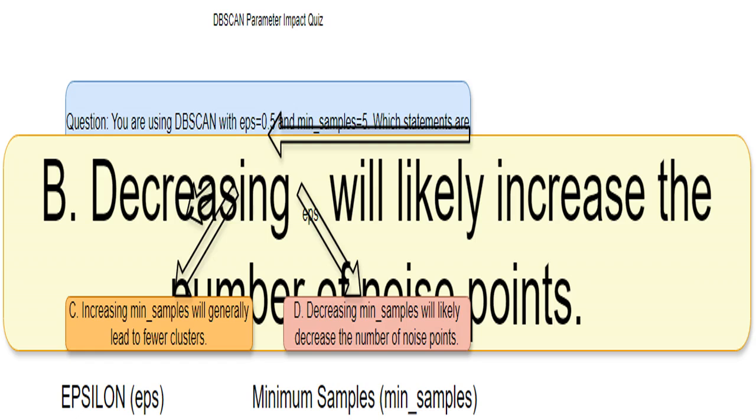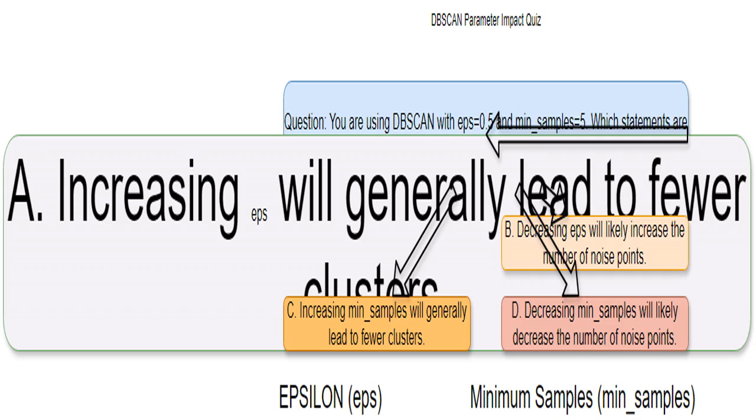By requiring more points to form a cluster, MINSAMPLES, I'm making the clustering criteria more stringent. This leads to fewer clusters because it's harder to meet the density requirement. This is also correct. If I shrink the search radius, EPS, it becomes tougher for points to find enough neighbors to join a cluster, resulting in more points being labeled as noise because they fail to meet the density threshold.